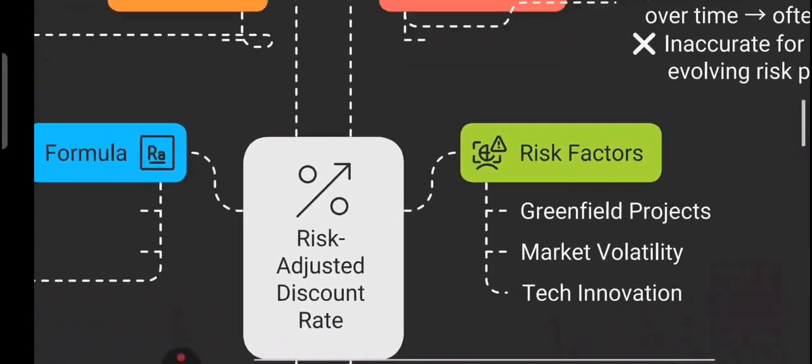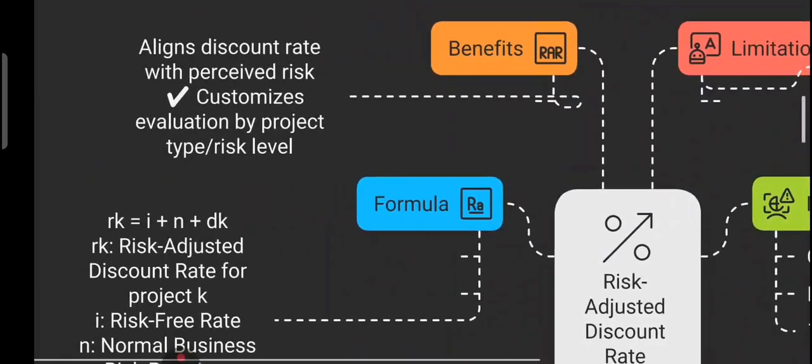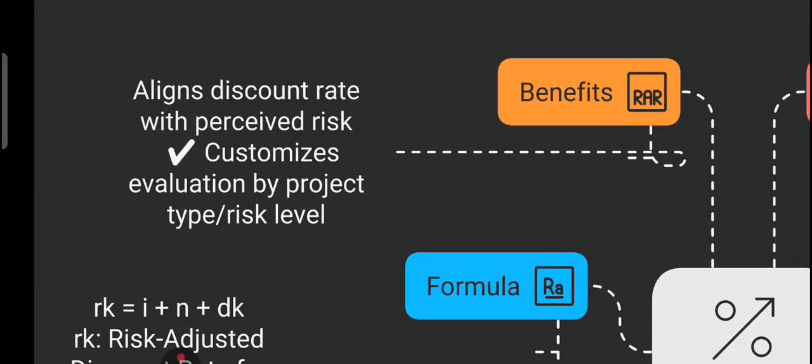Now have a look at the benefits. What are the benefits of having this method? On the left hand side you can see the benefits. The first benefit is that it aligns project valuation with risk perception. Very important. It enables comparison across diverse projects. Suppose we have many different projects and we want to compare them. Every project will have a different dk, so we can easily compare across types and risk levels. And also it helps the decision maker apply a structured approach to risk evaluation.